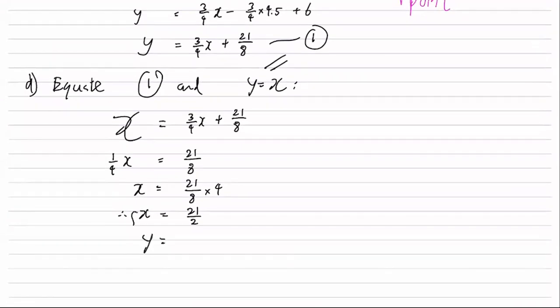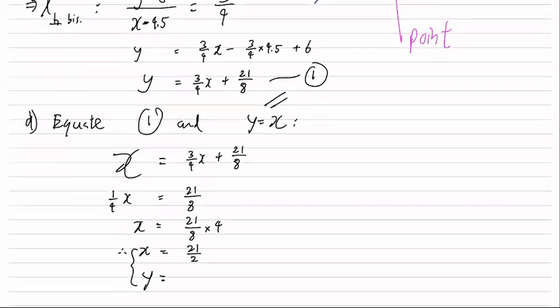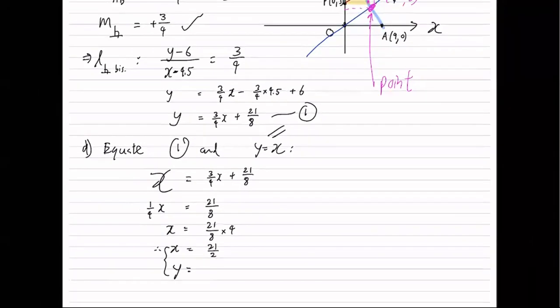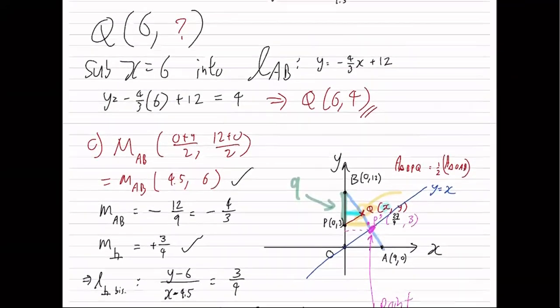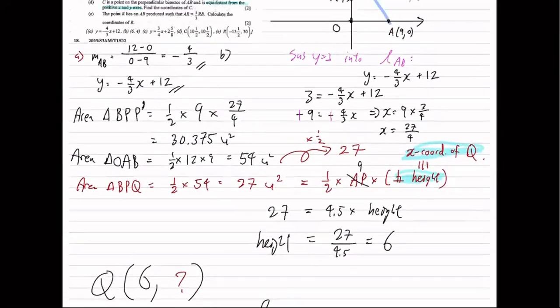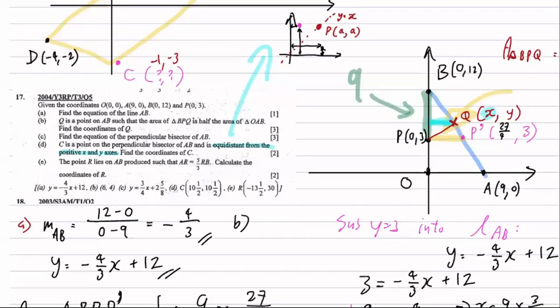What's the corresponding y coordinate? Sub in. Wait, it's just 21/2. Yes, equidistant. Now remember the (a, a)? So that's your point. 10.5 comma 10.5. Yeah, 10 and a half, 10 and a half. Good, that is point C.